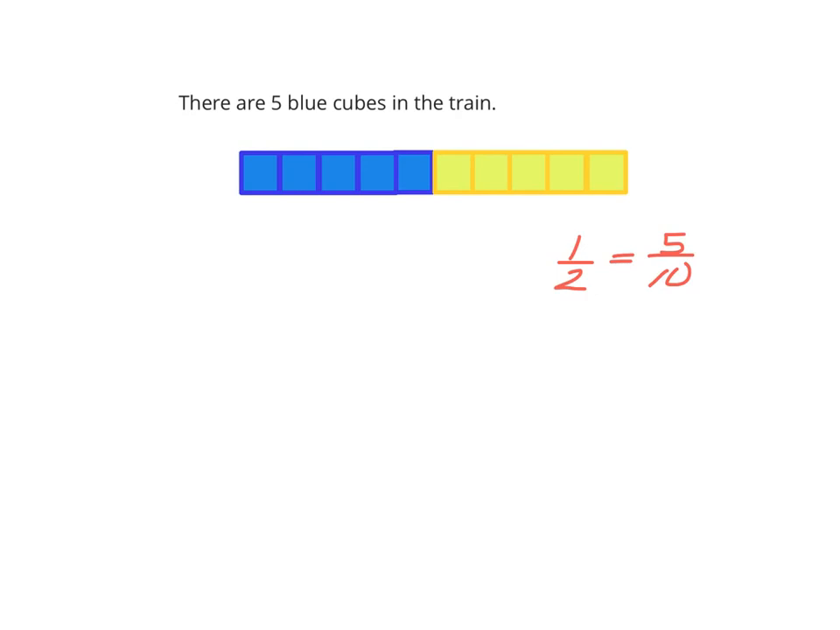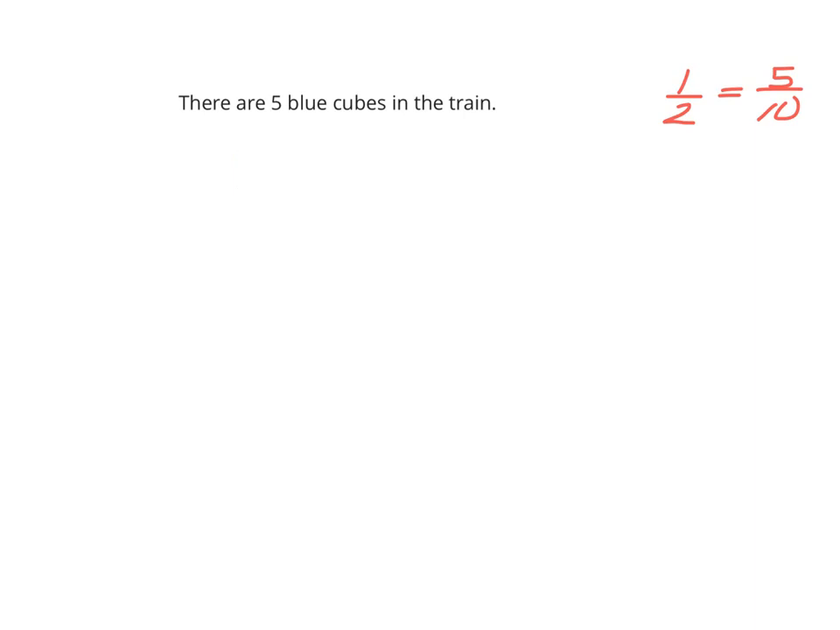Okay, so let's go ahead and look at another riddle. There are 7 blue cubes in the train. So pause this video and build a train and check with your partner to make sure that it's correct. Okay, so what fractions tell how much of the train is yellow? Well, hopefully you and your partner came up with 7/14, which is also the same as 1/2.